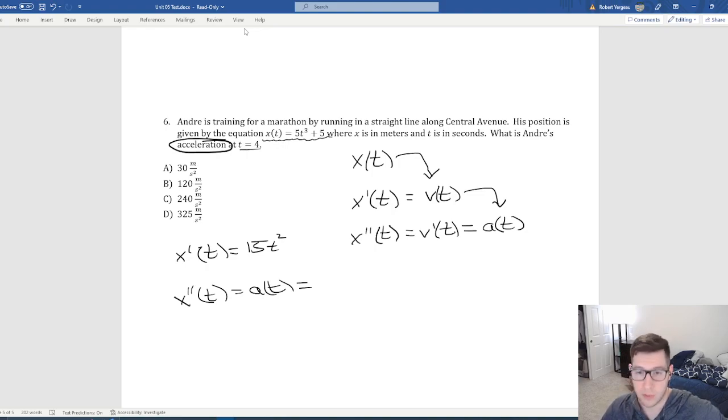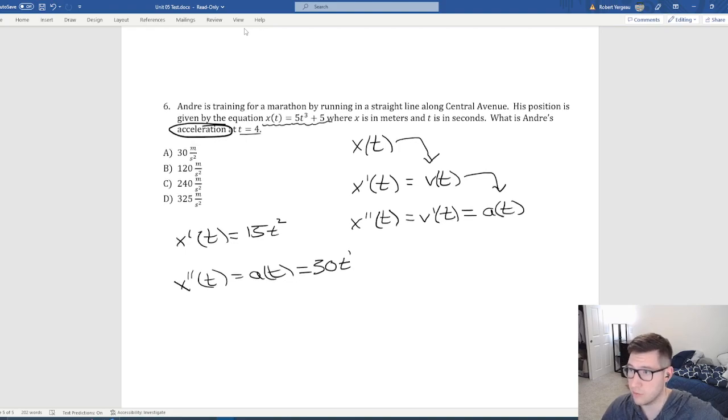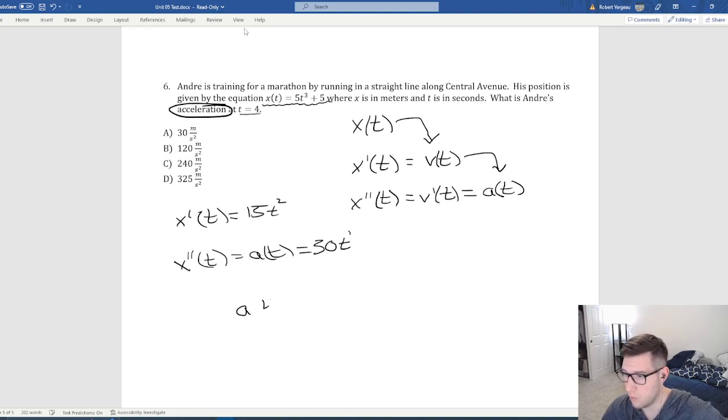Take this 2, multiply by that 15. It's going to be 30. t, 2 minus 1, that's 1. Don't really have to write it, but it's 30t to the first. And so now I have my acceleration. And so now I can actually find a of 4, which is going to be 30 times 4, which is equal to 120 meters per second squared.